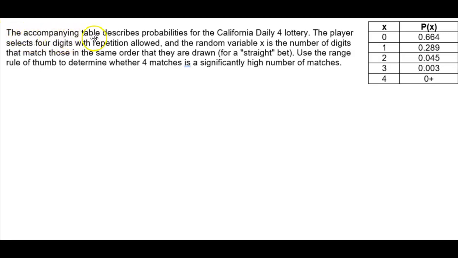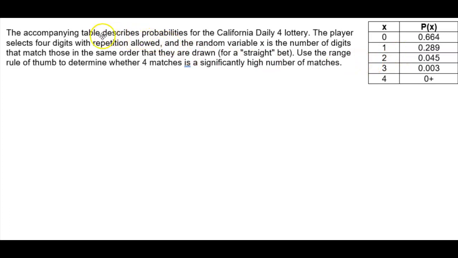The accompanying table describes probabilities for the California Daily 4 lottery. The player selects 4 digits with repetition allowed, and the random variable x is the number of digits that match those in the same order that they are drawn for a straight bet. We're going to use the range rule of thumb to determine whether 4 matches is a significantly high number of matches. So here's our probability distribution.